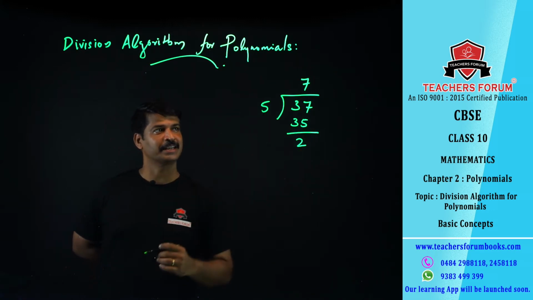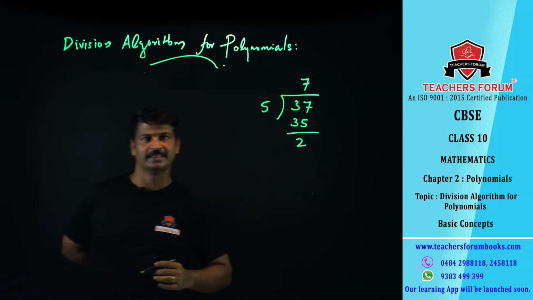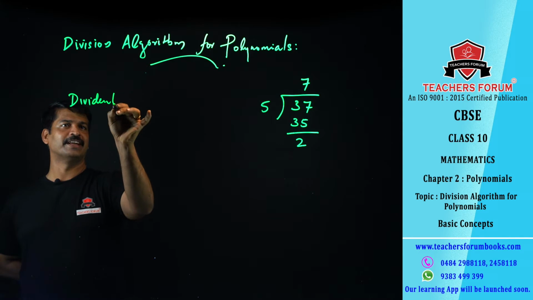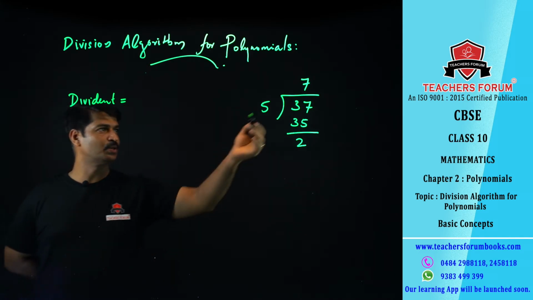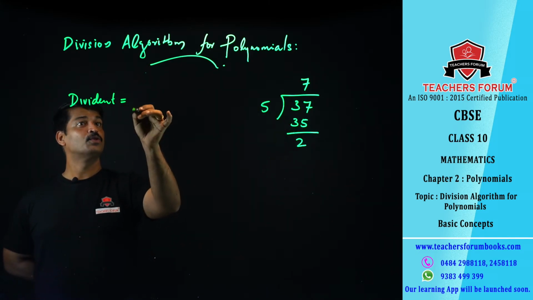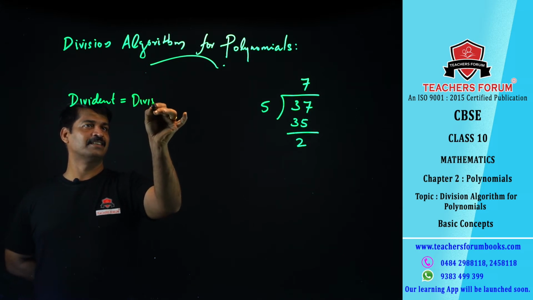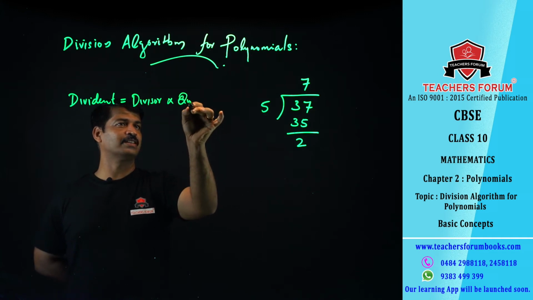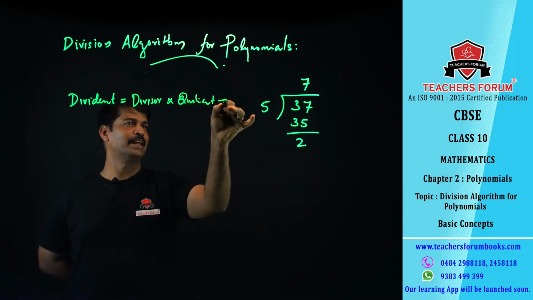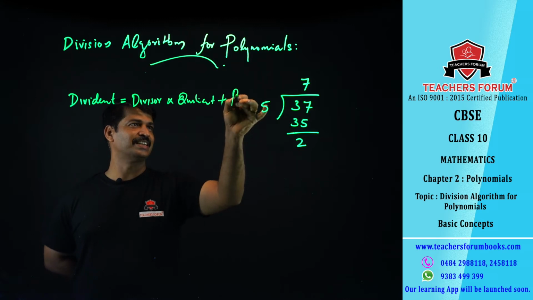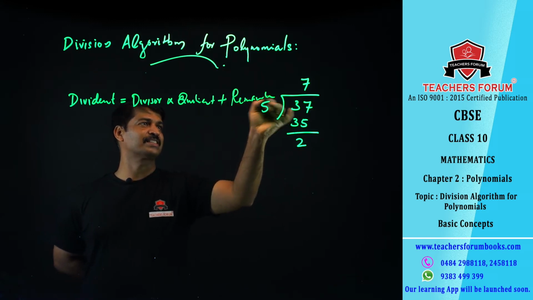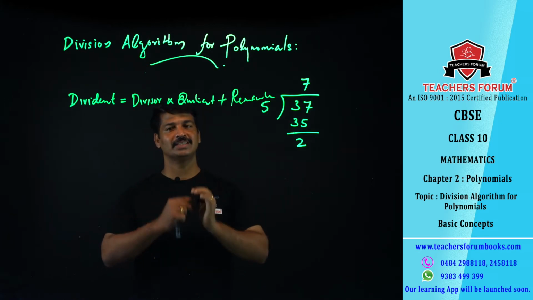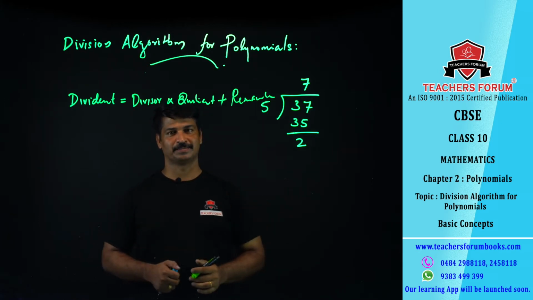Okay, so this can be written as, what do you call 37 here? Here 37 is called as dividend. Dividend will be equal to, what is 5? 5 is called the divisor, into, what is 7? 7 is called the quotient, plus, what is 2? That is called the remainder. That we have discussed in the first chapter. That is dividend is equal to divisor into quotient plus remainder.